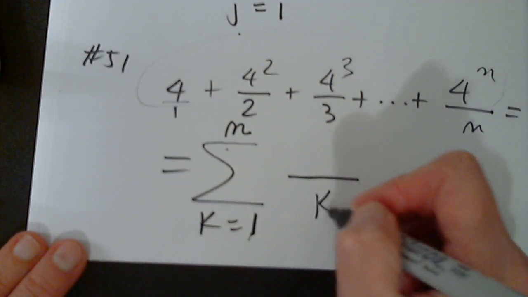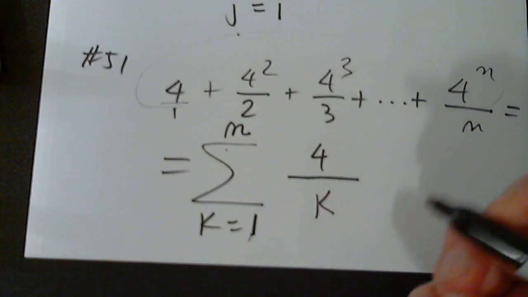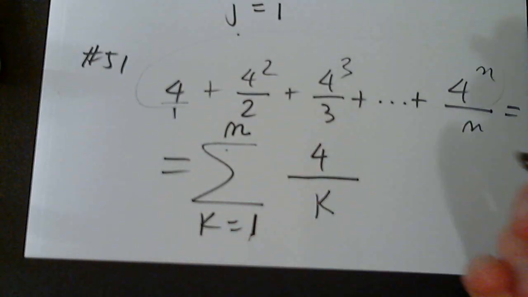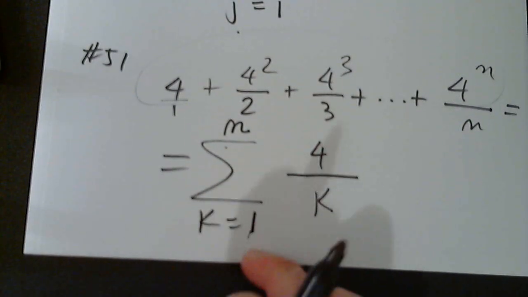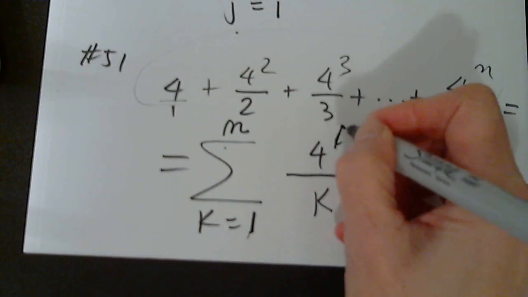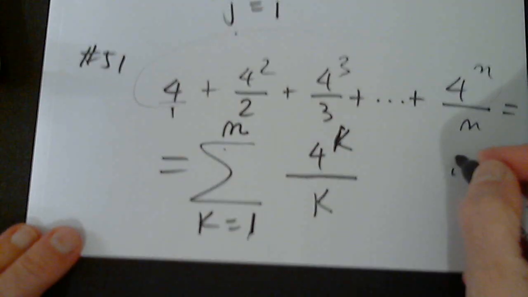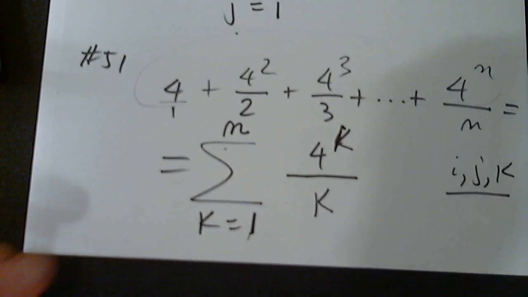So this must be k. What about the numerator? Would it be 4 to the power of i over i? Yes. Or k? Same thing. If you want to use i equals 1 to n, 4 to i over i. Since we used k, I'm using k. It's exactly the same. The index is your choice. But as I said, we normally use i, j, or k.